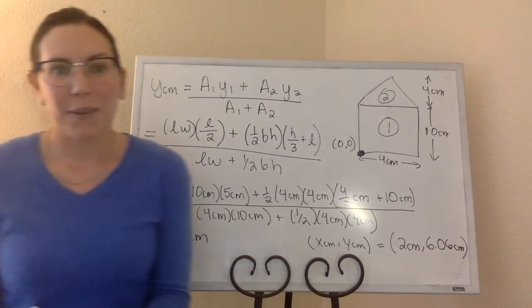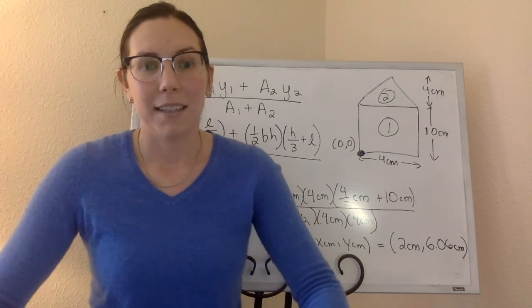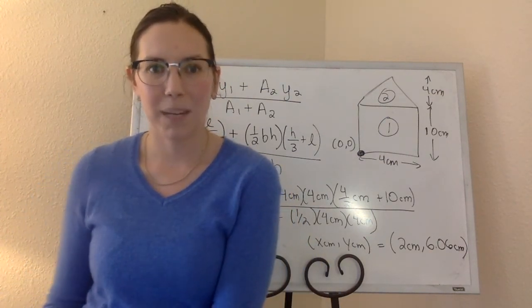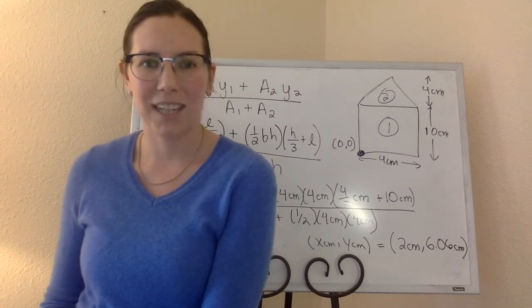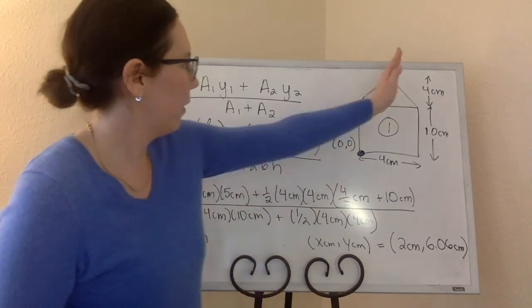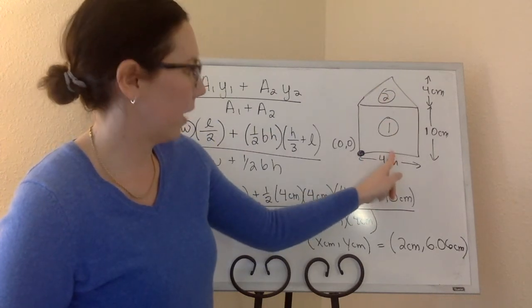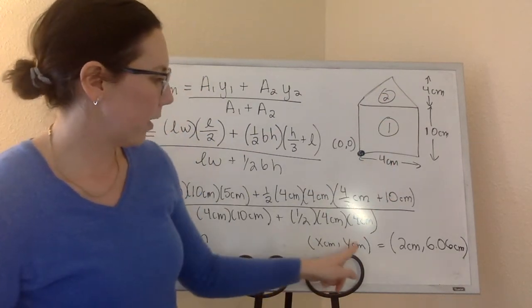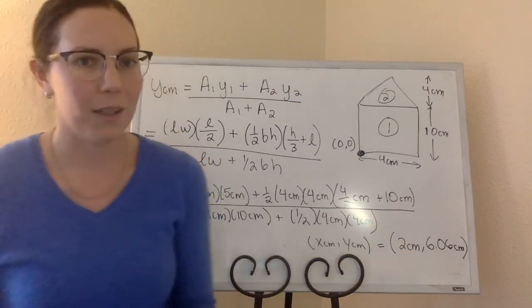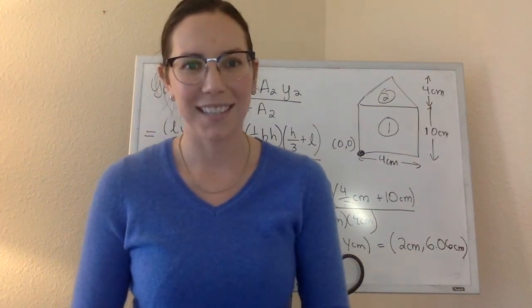Again, if you need to, calculate the x-coordinate, but it's preferred that you recognize the symmetry of the situation, so we can see that this is symmetric, so the x-coordinate has to be down the center line of symmetry, which is right here at 2 centimeters. So we have our coordinates for the center of mass of 2 centimeters and 6.06 centimeters for the y-coordinate.